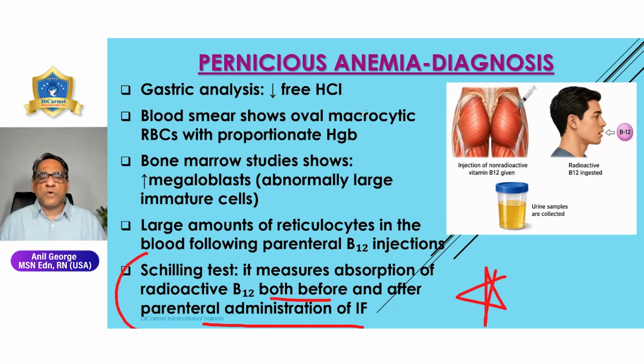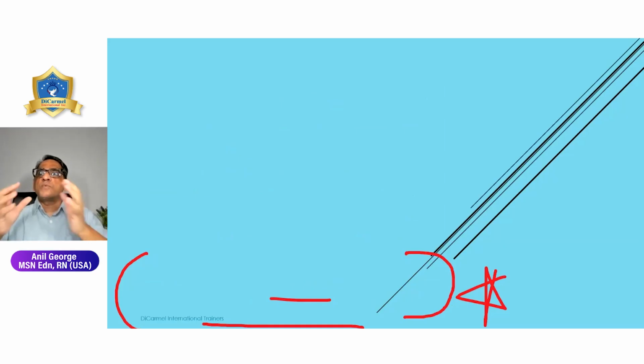It measures absorption of B12 both before and after administration of IF. So as we already heard, for absorption of B12 in the intestine, we need an intrinsic factor from the stomach. Without the IF from the stomach, B12 cannot be absorbed in the intestine. So we're looking to see how much B12 can be absorbed when there is IF and when there is no IF. It's a comparison.